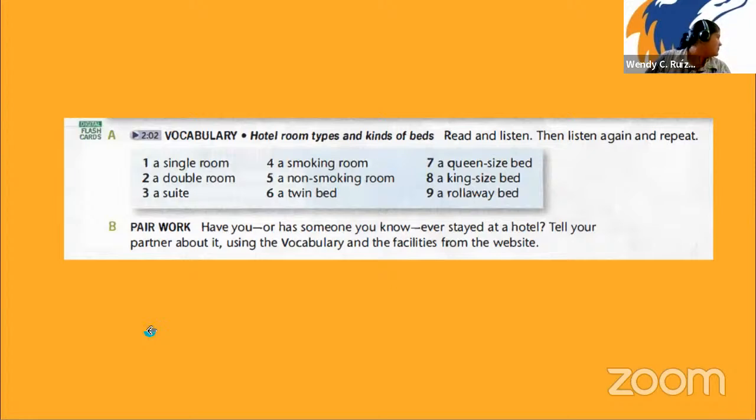A single room. A double room. A suite. A smoking room. A non-smoking room. A twin bed. A queen-size bed. A king-size bed. A rollaway bed.